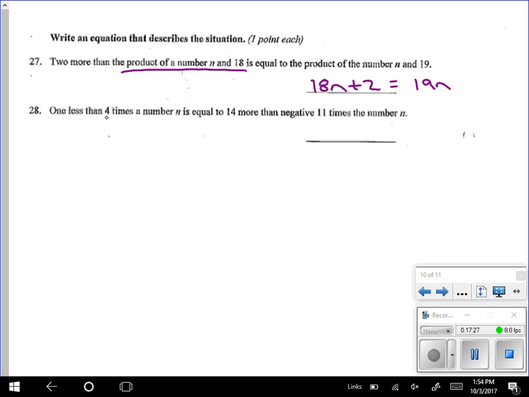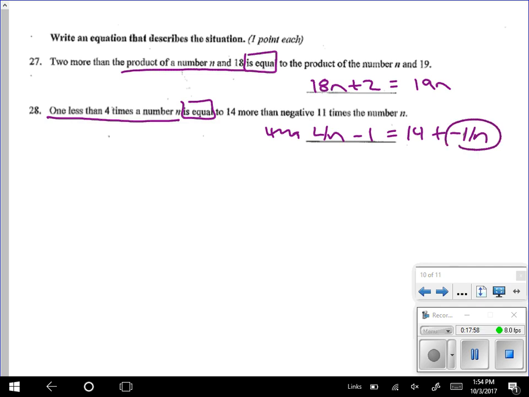28 says 1 less than 4 times the number n. Okay, so focus here. 4 times the number n is 4n. If it's 1 less than that, it wouldn't be up here that we write our minus 1. It's 1 less than this, so it's after. Okay, and then we have the is equal. Notice that they're kind of in the middle there. 14 more than negative 11 times the number n. So make sure you have that negative piece there.